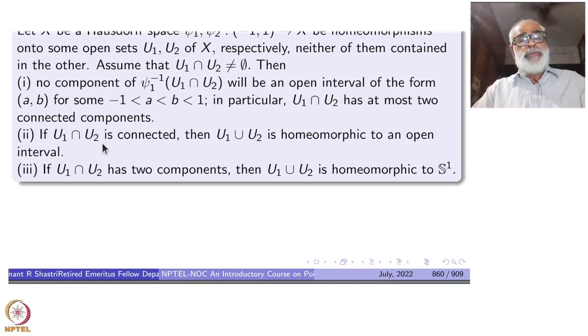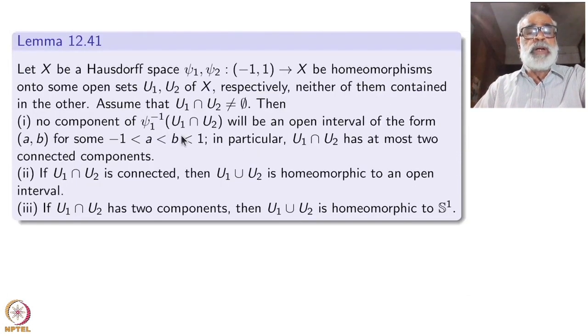Next, if U1 intersection U2 is connected, that means there is only one component, then U1 union U2 is homeomorphic to an open interval. This is our first case. So that is what I have to verify. If U1 intersection U2 has two components, then U1 union U2 is homeomorphic to S1. This is the second one. So this is precisely the meaning of saying that there are no other possibilities.